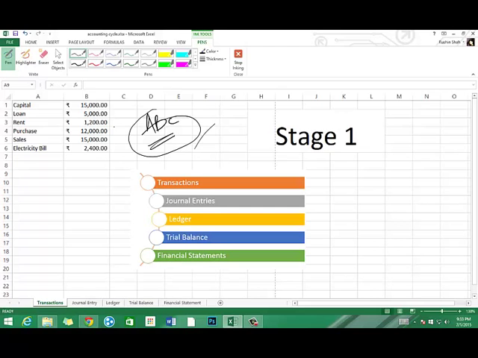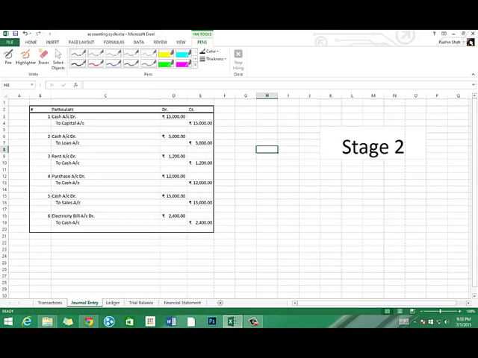In stage 2, we need to record these transactions into our books of accounts. What we will do is create a journal book. In this we will record each and every entry that happened in the business. So first of all, we introduced capital. Where are we going to record this? We are going to record this in a journal book.